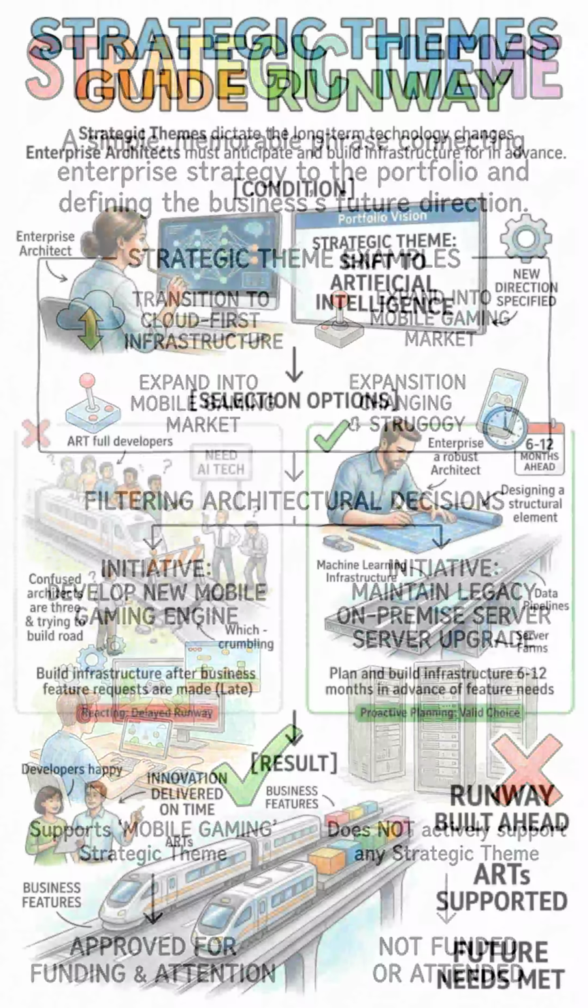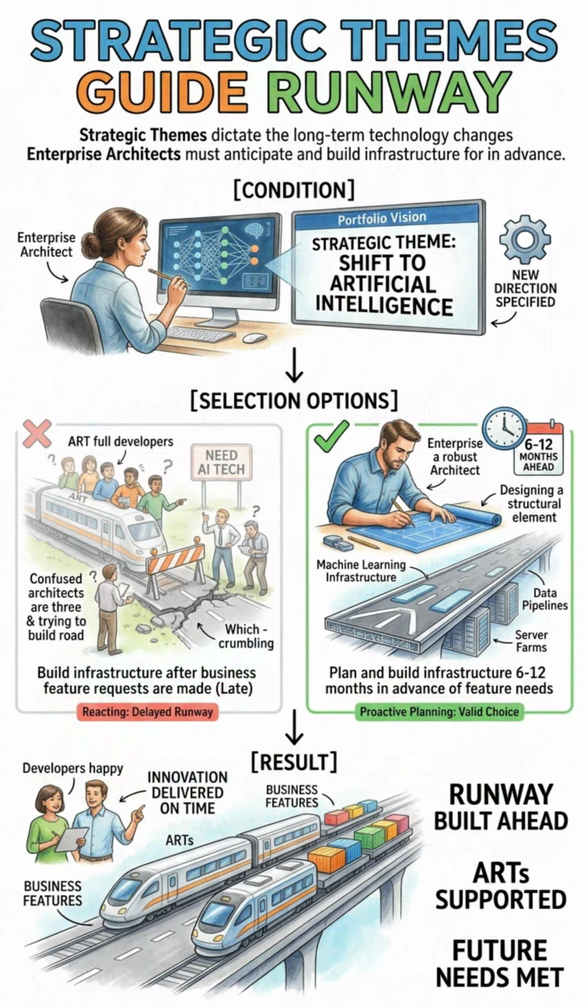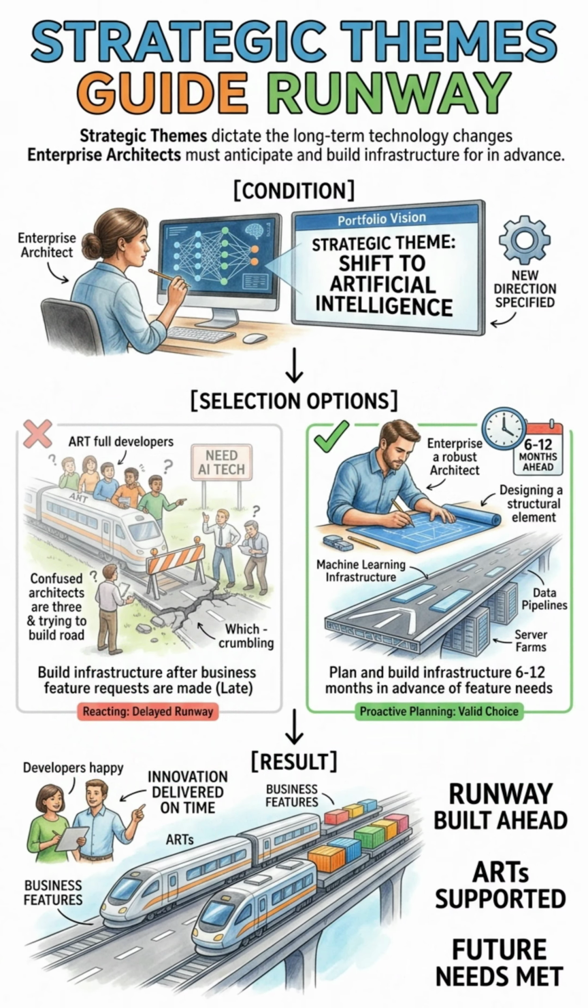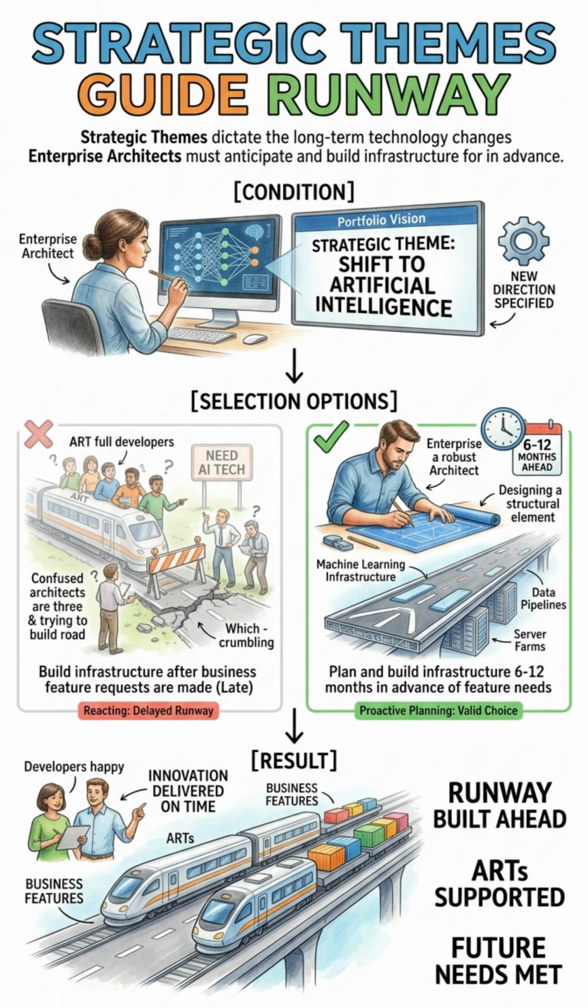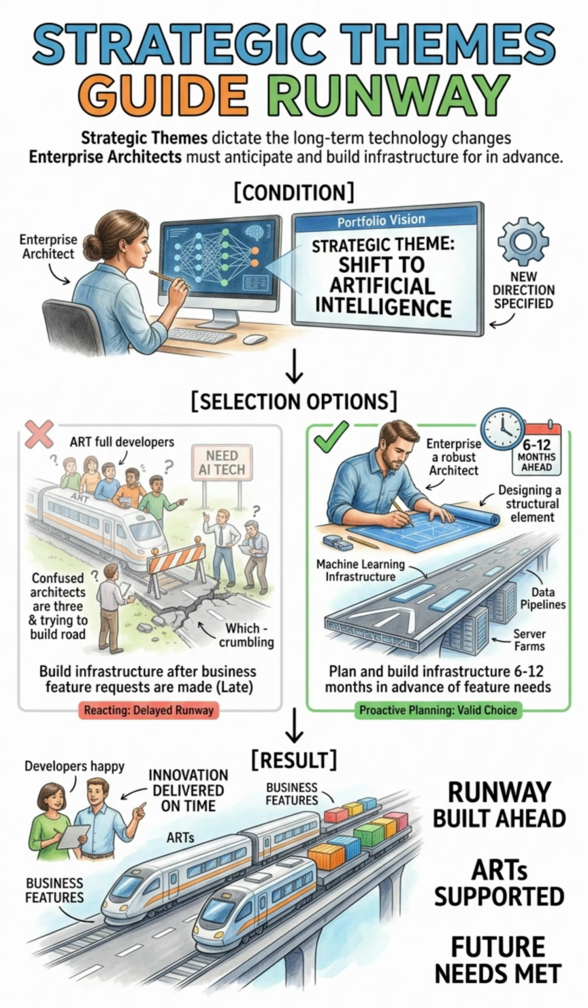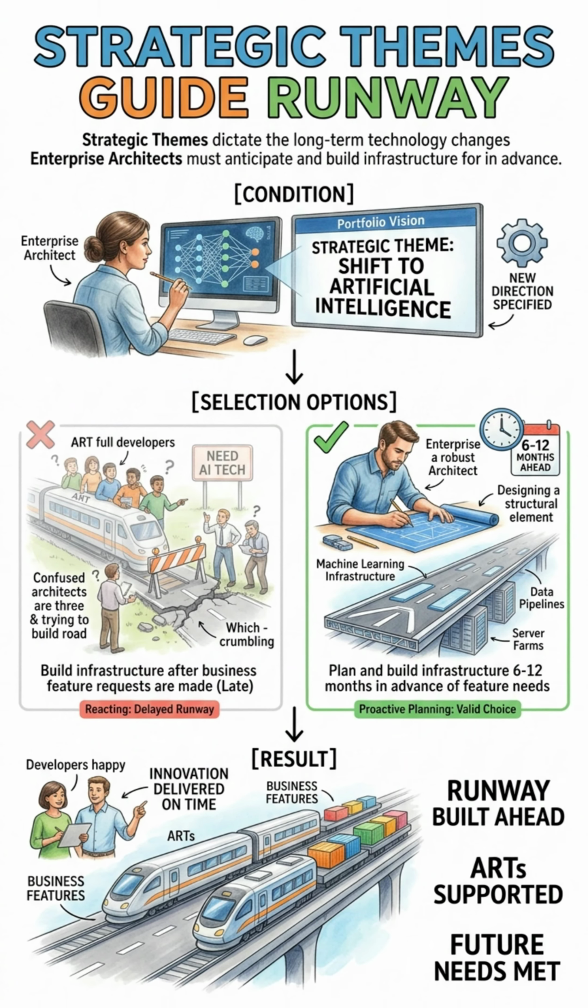Because strategic themes guide the entire portfolio, they drastically influence the architectural runway. If a strategic theme dictates a shift toward artificial intelligence, the enterprise architects must immediately begin planning the underlying infrastructure to support machine learning models. You must constantly monitor these high-level themes to anticipate what the Agile release trains will need 6 to 12 months from now, ensuring the runway is built long before the business features are requested.